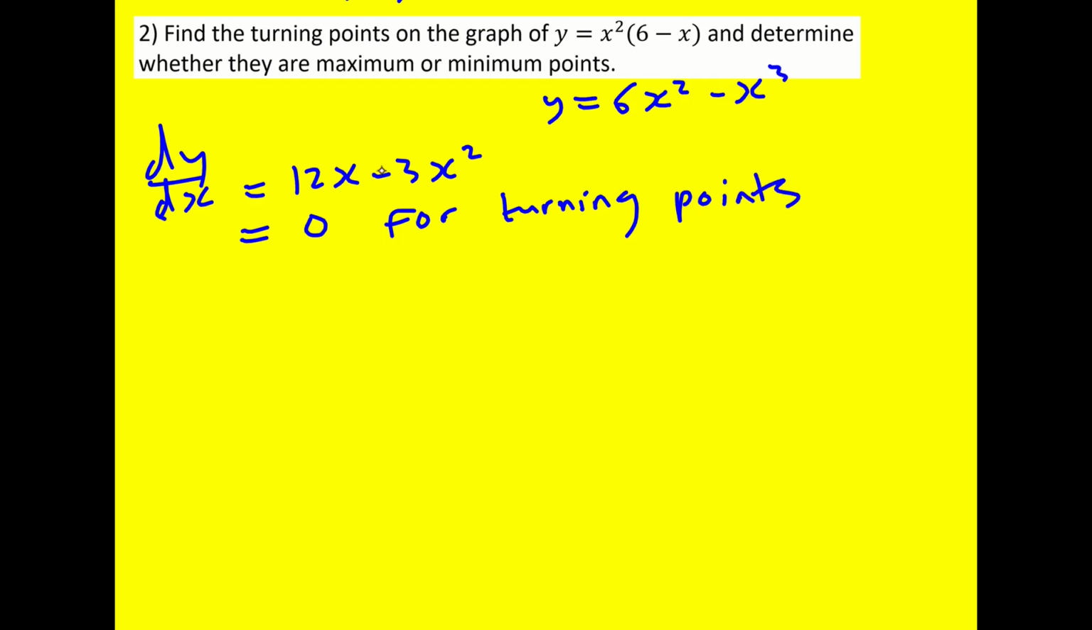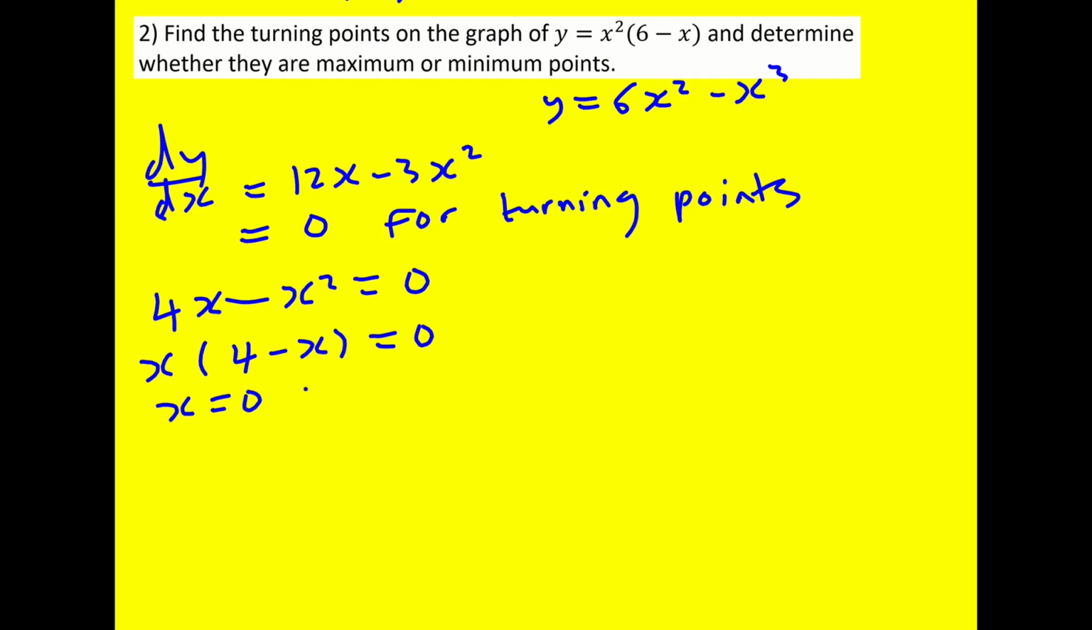Okay, what I can actually do is divide through by 3, and I'm left with 4x minus x squared equals 0. I would avoid dividing through by x here, because you have to think about that solution as well. I've spoken about this. Factorize out the x. x equals 0 or 4.